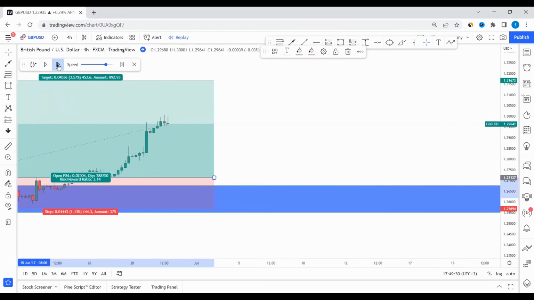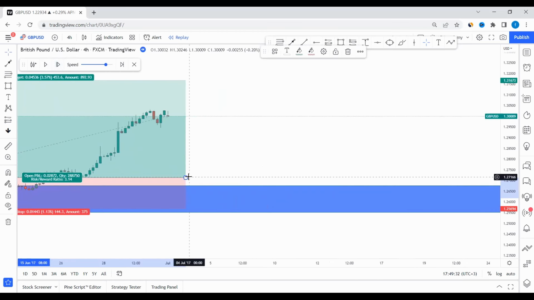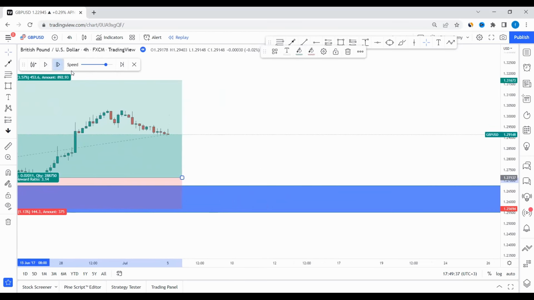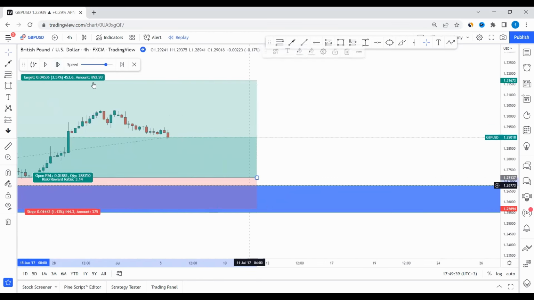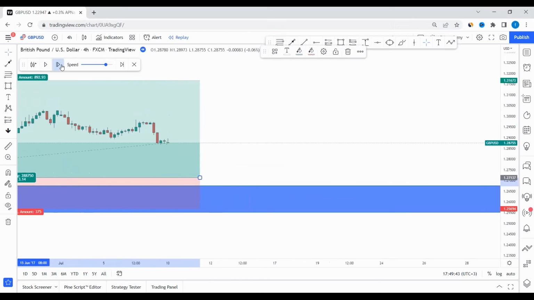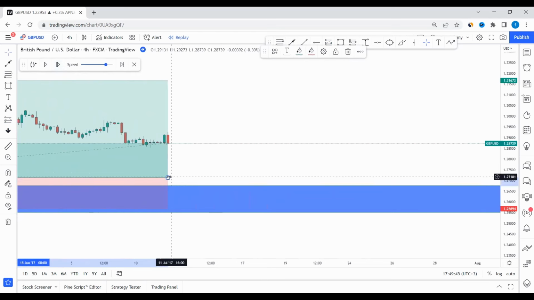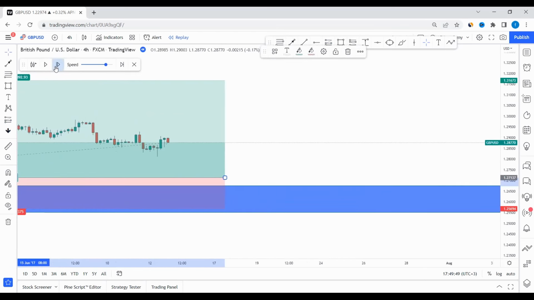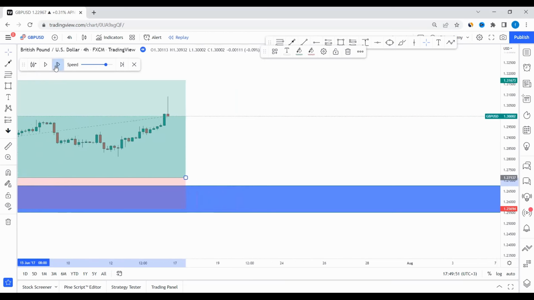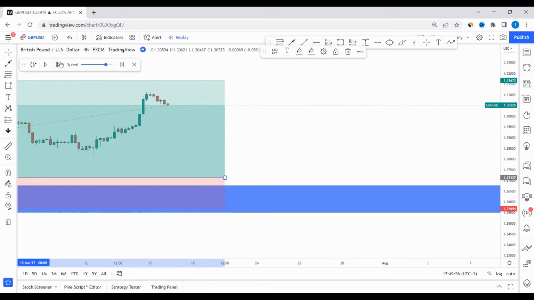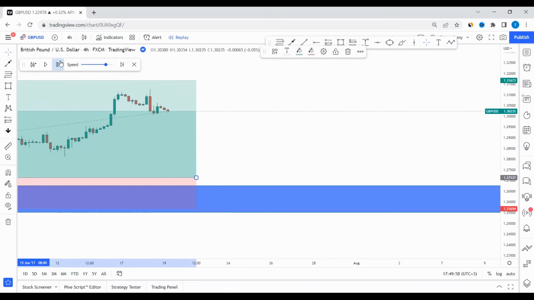So we go into profit, right? This one is a bit too long, but it's okay as long as you're following your rules. So let's see how it ended up. Did we win it or did we lose it? Let's see if we won it or lost it.